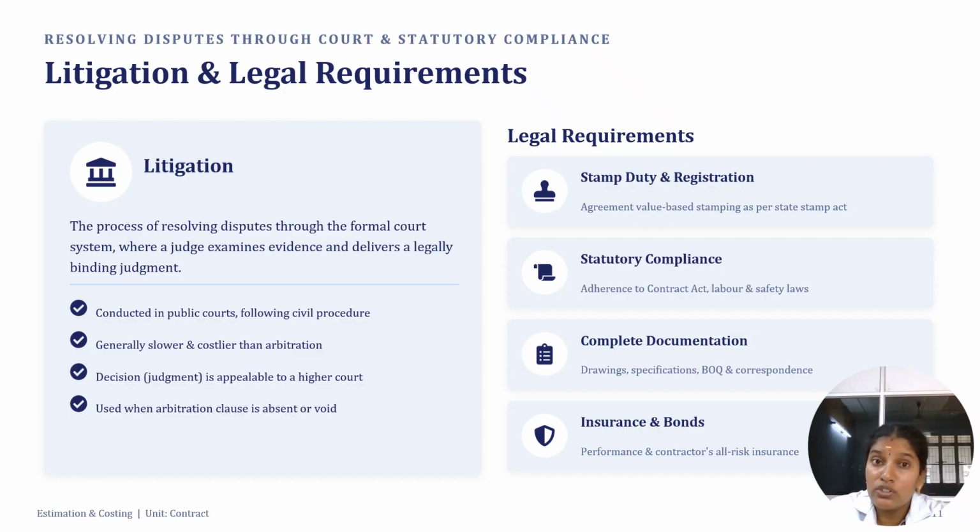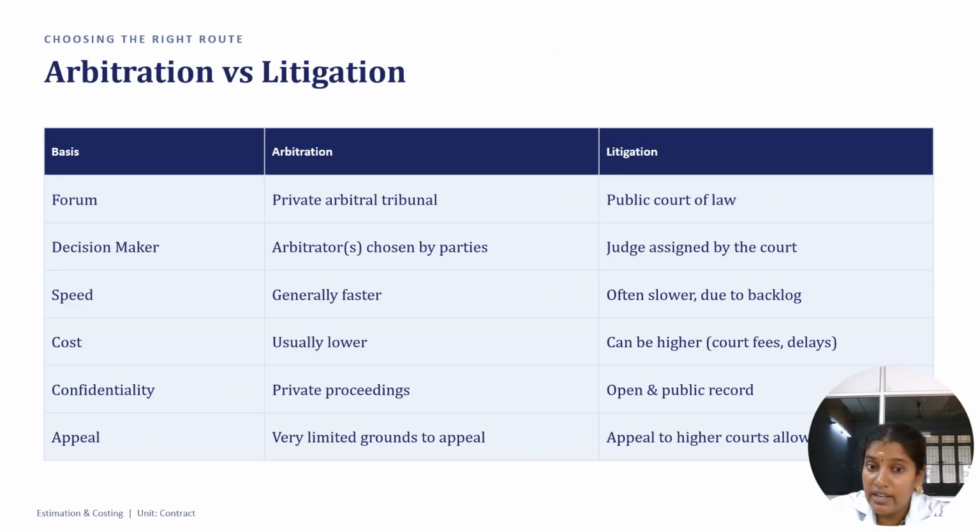But there are some differences between litigation and arbitration. These are the main differences. The private arbitral tribunal is mainly based on a private neutral person, whereas litigation is a public court of law. In arbitration, the arbitrator is chosen by the parties; in litigation, the judge is assigned by the court. This is arbitration, this is litigation. Arbitration is generally faster; litigation is a slow process because of governmental procedures. Arbitration is usually lower cost; litigation can be a higher cost.